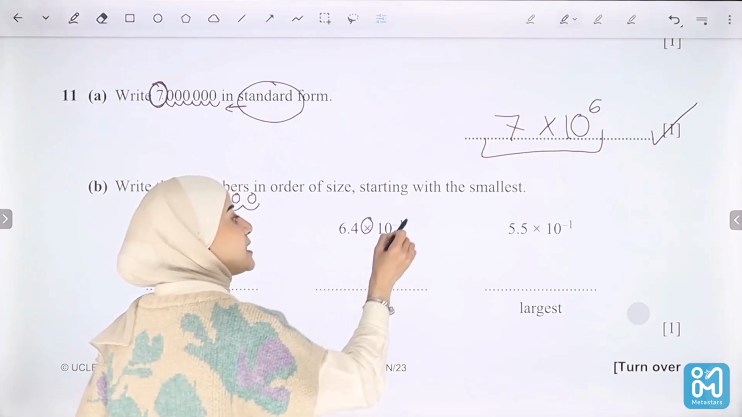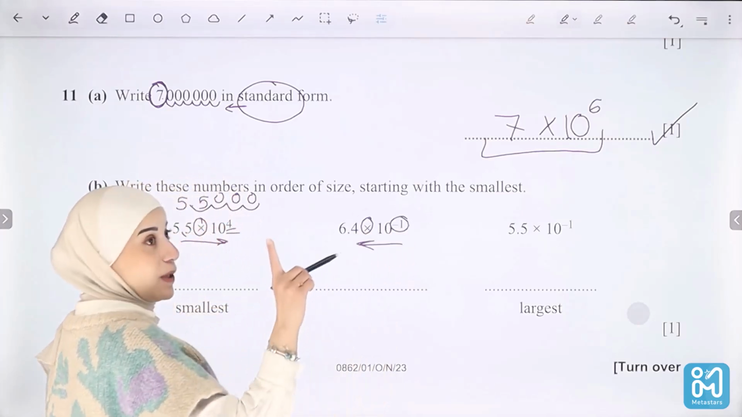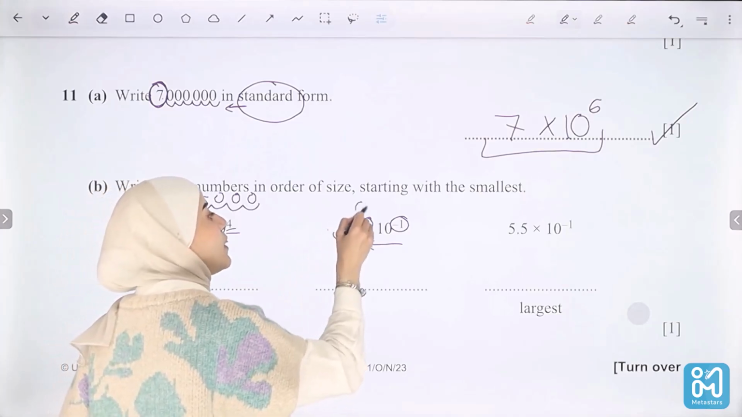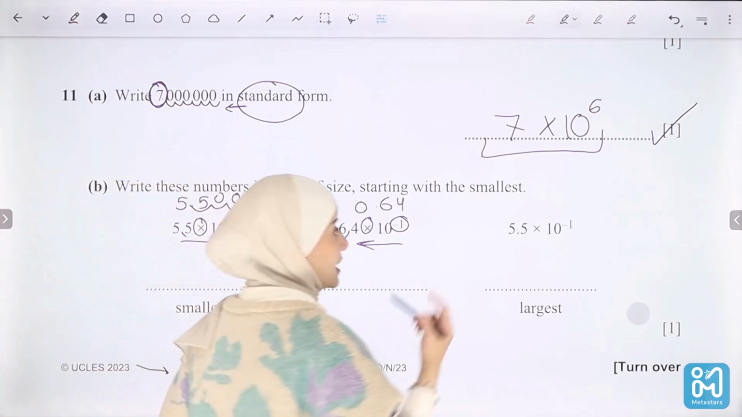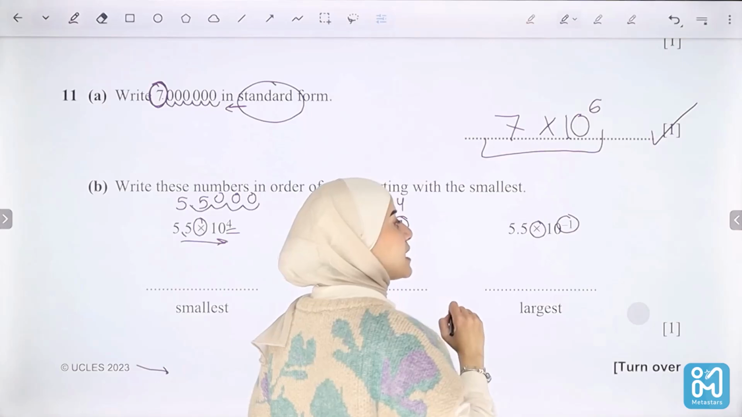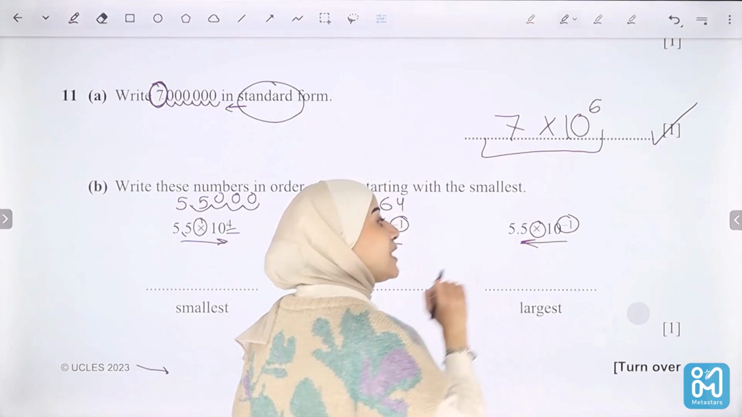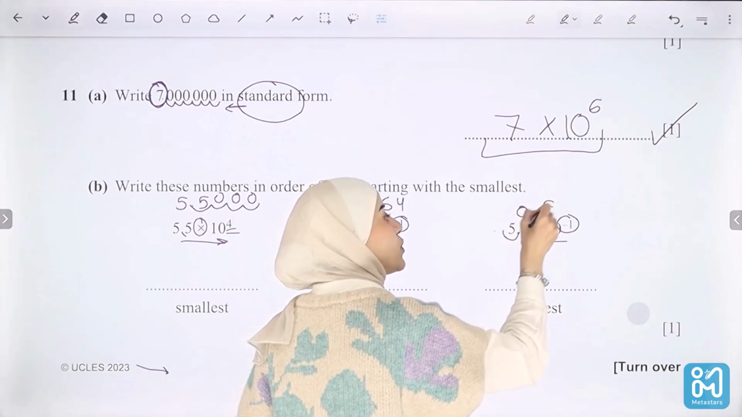I'm multiplying by a negative power of 10, so definitely I'm going to move back. How many places? 1. So it will be 0.64. Clearly this one is the largest, as I said before. Here we are multiplying by a negative index as well, so I'm going to move the decimal point to the left. How many places? Also 1 place. So I'm going to move it like this. It's 0.55.